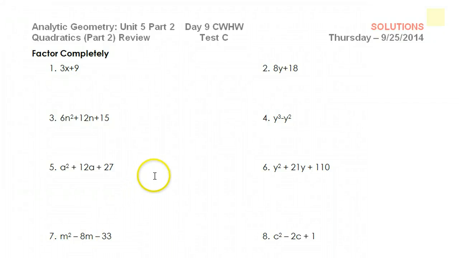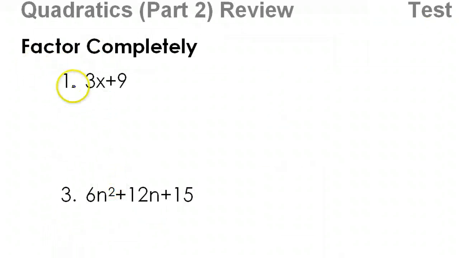Alright, this is part 1 of our review of polynomials. This video is going to focus on factoring. What is the first step of factoring, you guys? GCF. Looking for the greatest common factor. Do you see the common factor here? Hopefully you see that both of these are divisible by 3. That is the greatest common factor.